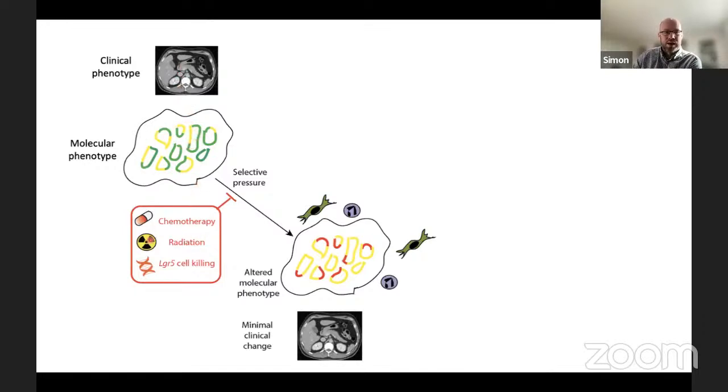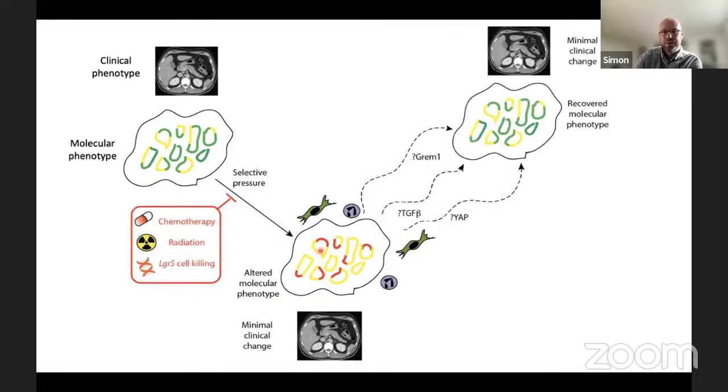So when we apply a selective pressure, such as chemotherapy, radiation, or in our case, LGR5 cell killing, we get this profound shift in the molecular phenotype without any real change in the clinical phenotype at all. So if we're just using scanning to measure tumor response to therapy, we're missing a whole lot of information that's going on at the molecular level.